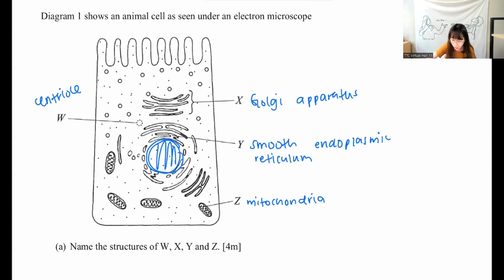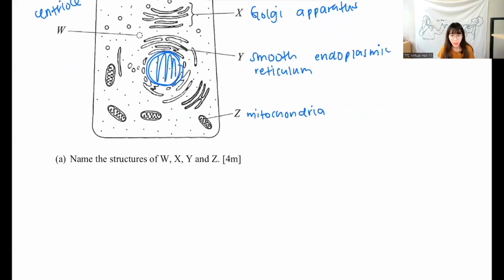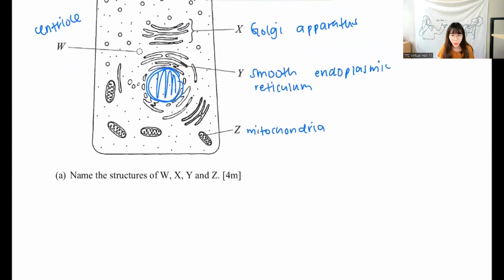Golgi apparatus. It's known as Golgi apparatus. So we have the answer for W, X, Y, Z. Okay, next B. State one function of W and Y.